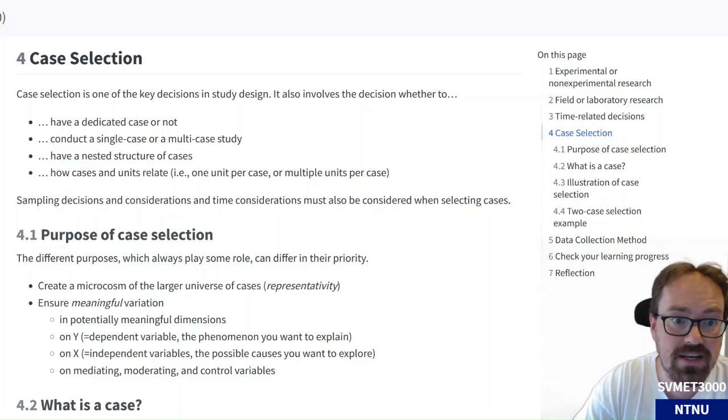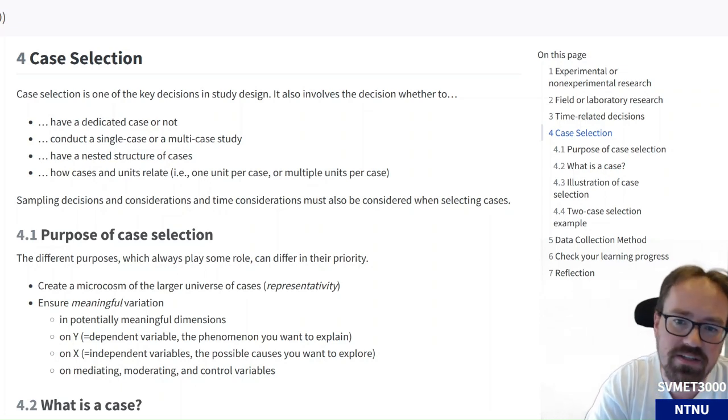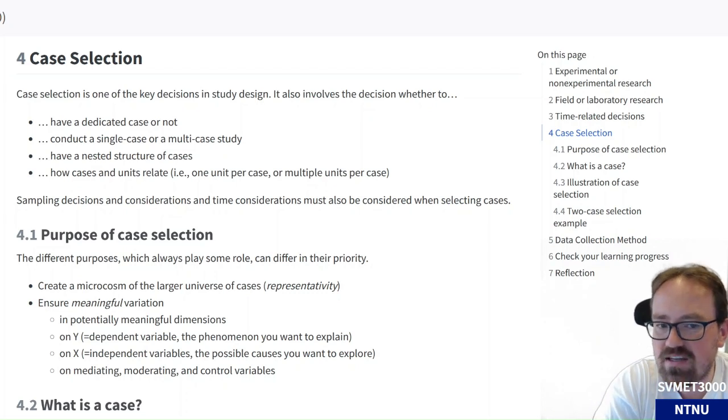Next, let's look at case selection. Case selection is one of the key decisions in study design, so we will devote quite some time and attention to it in this session. It involves the decision whether to have even a dedicated case or not.